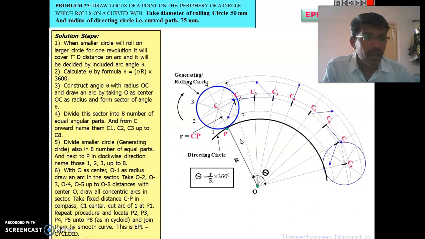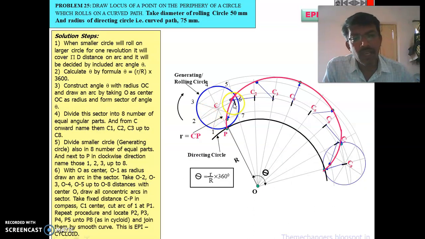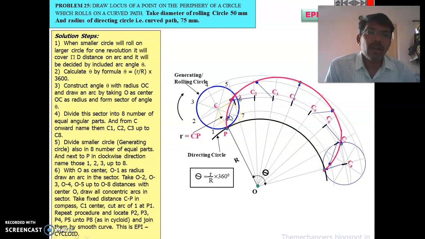After indicating all these points P1, P2, P3, P4, P5, P6, P7, simply draw a freehand curve through all the points of intersection so that you will get the epicycloid. So this is the normal epicycloid construction method, and for the tangent and normal you can go for another video to get clarification. Thank you very much.